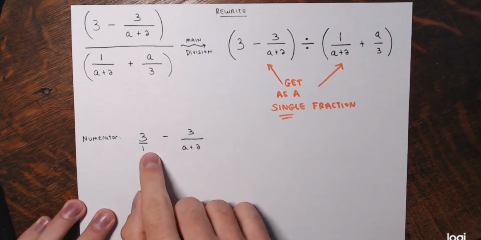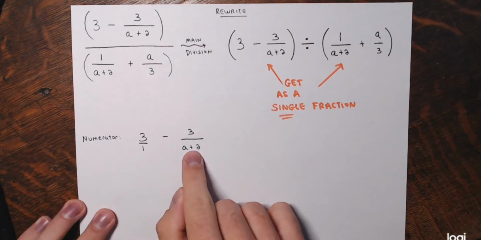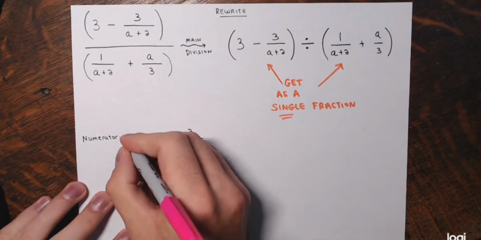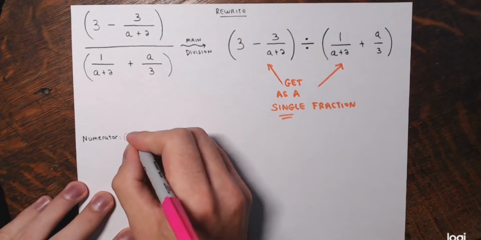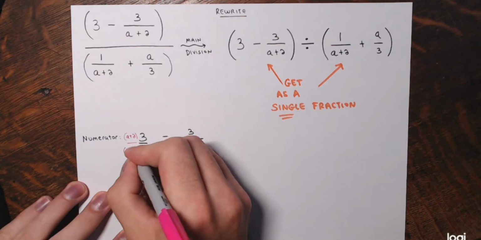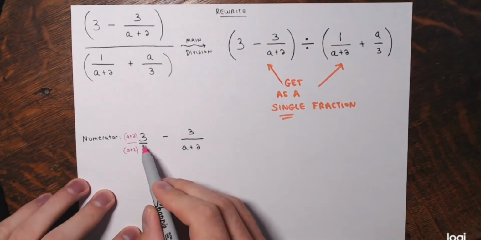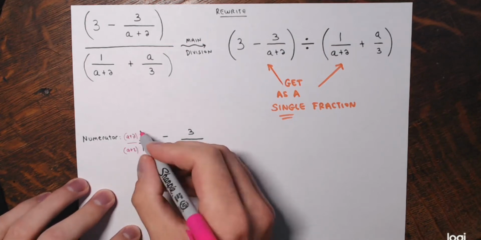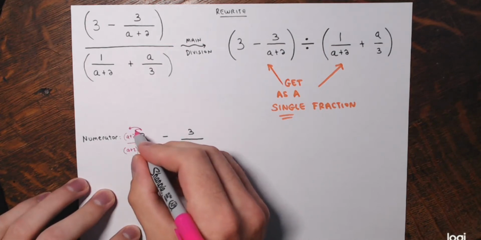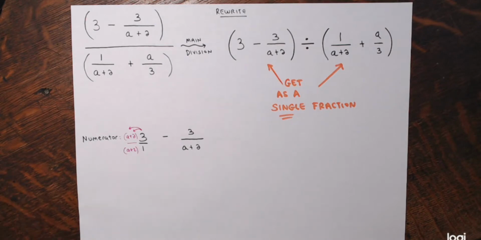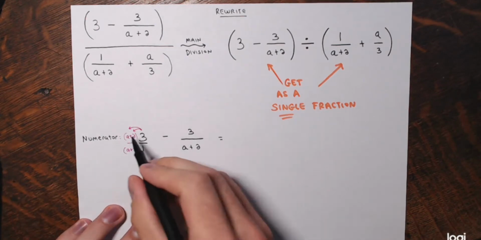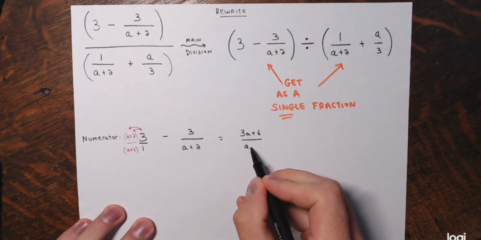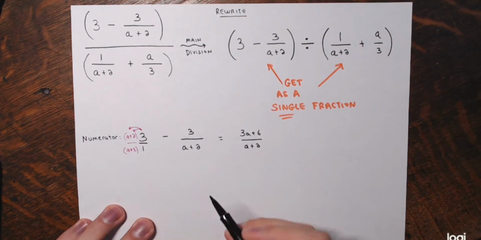Right, I'm hoping you're seeing that the LCD for these two fractions is a plus 2. So I would just be multiplying 3 by a plus 2 and 1 by a plus 2. Right, I'd take this fraction here and multiply the numerator and denominator by the quantity, don't forget the parentheses, a plus 2, and then we'll be distributing 3 here. So this would be what, 3a plus 6 over a plus 2.